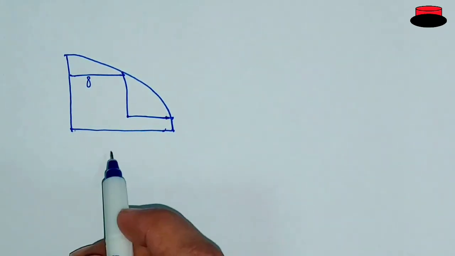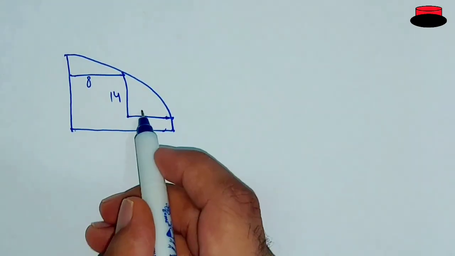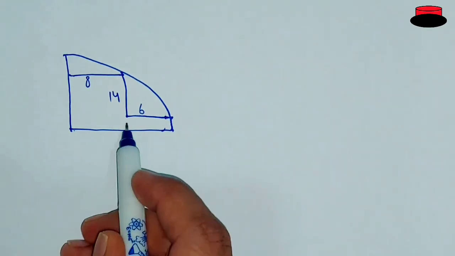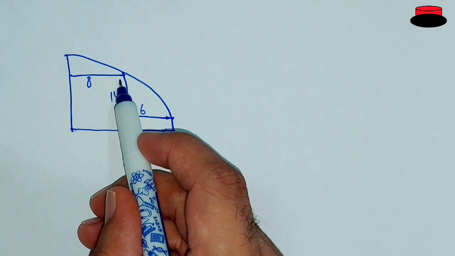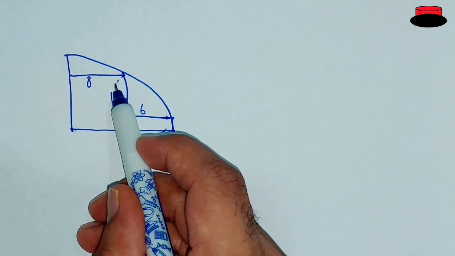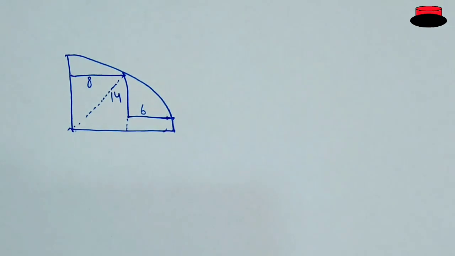This is, for example, 8 centimeters or whatever, and this is 14 and this is 6. Extending this line from here, and extending this line also from here, we have two right angle triangles over here.